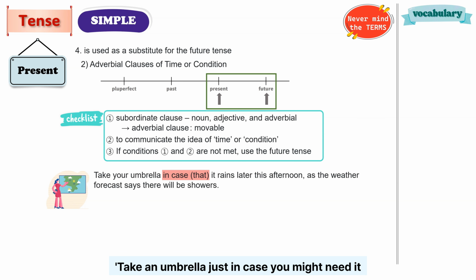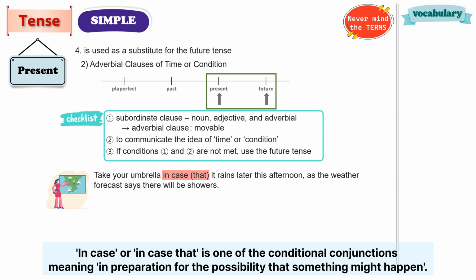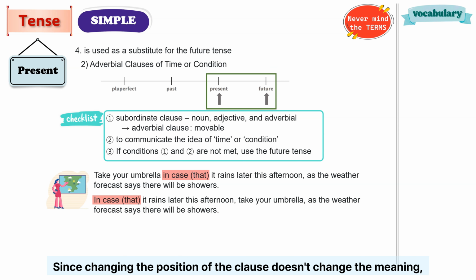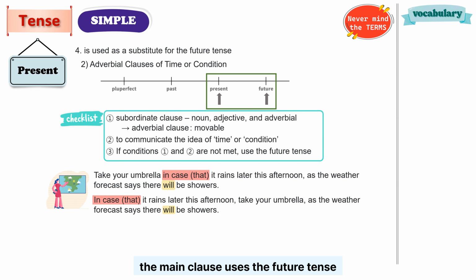Take an umbrella just in case you might need it, since it might rain later this afternoon. The weather forecast says there might be a shower. In case or in case that is one of the conditional conjunctions, meaning in preparation for the possibility that something might happen. Since changing the position of the clause doesn't change the meaning, the main clause uses the future tense and the subordinate clause uses the present tense.